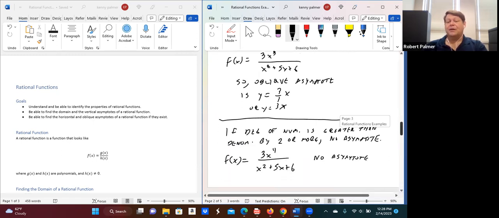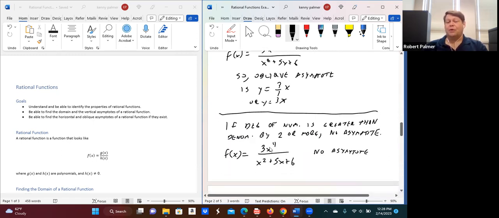And then finally, if the degree of the numerator is 2 or more greater than the degree of the denominator, there's no straight line asymptote. And also remember, a graph can never cross a vertical asymptote, but close to the origin, it can cross horizontal asymptotes or oblique asymptotes.